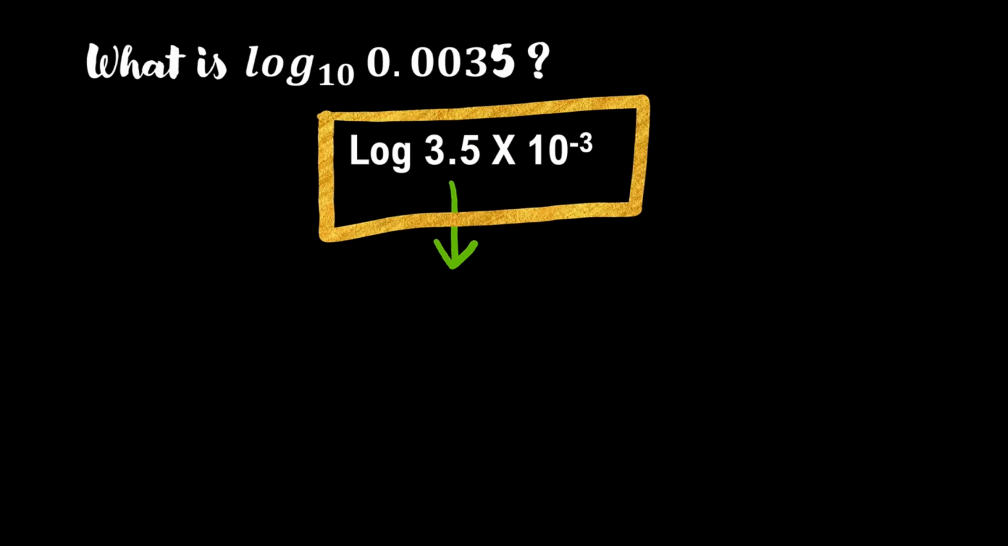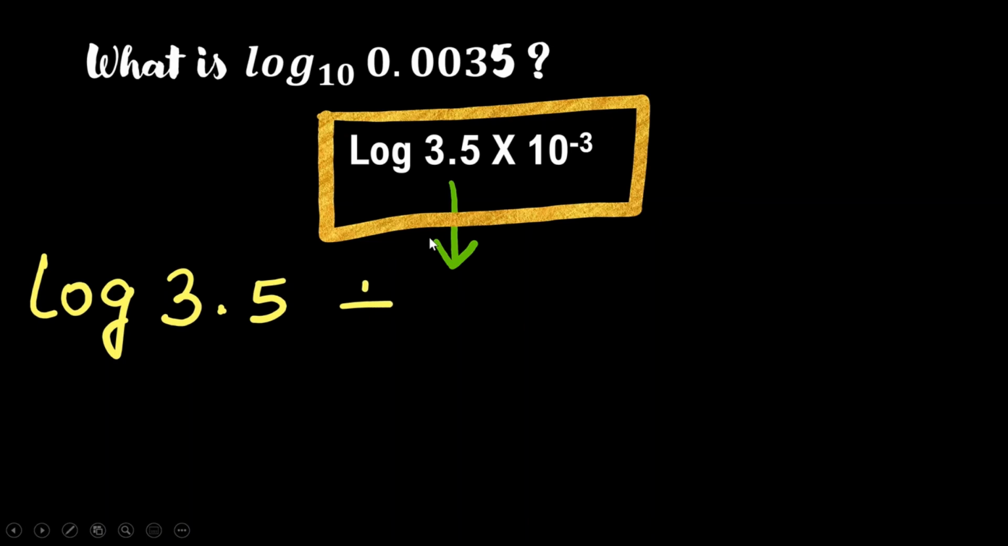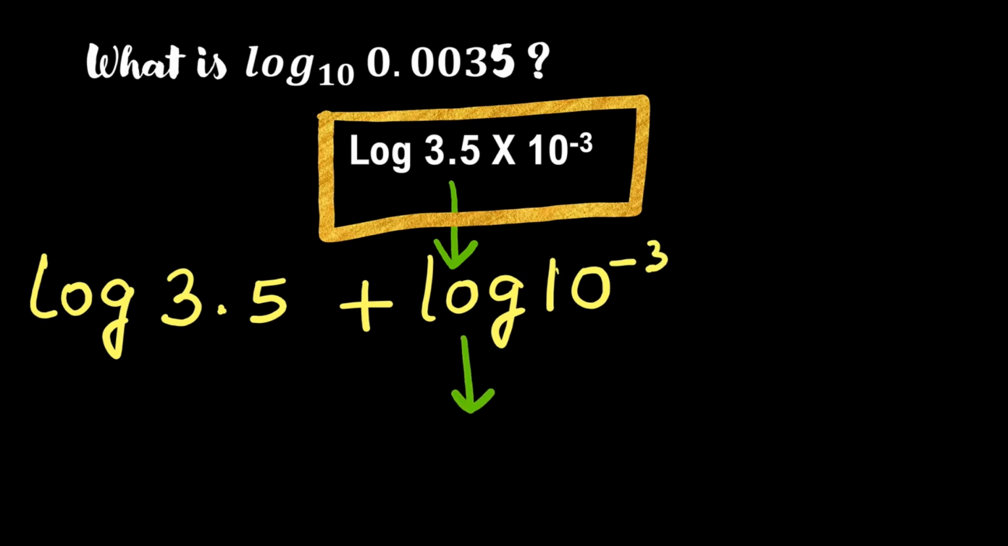Again, to remind you that this format is very, very important. We cannot just randomly write 35 multiplied by 10 to the power minus 4. We have to write it with the first significant digit. So after applying the product law, we can write it as log of 3.5 plus log of 10 to the power minus 3. And you can check what is log of 10 to the power minus 3. You can write it as minus 3.